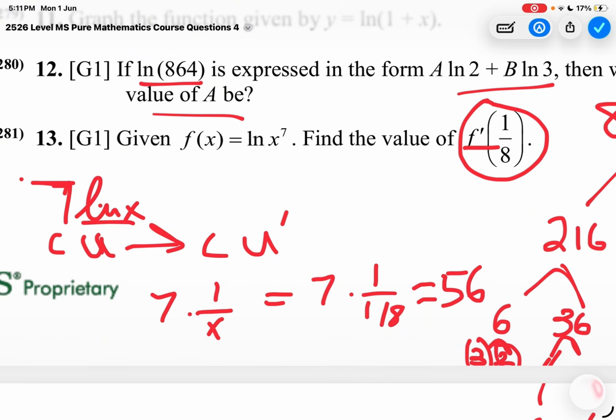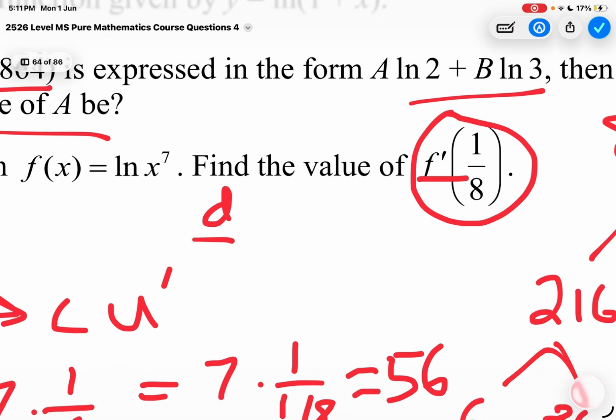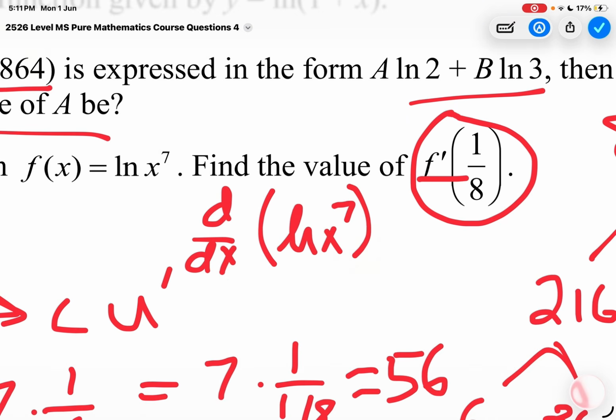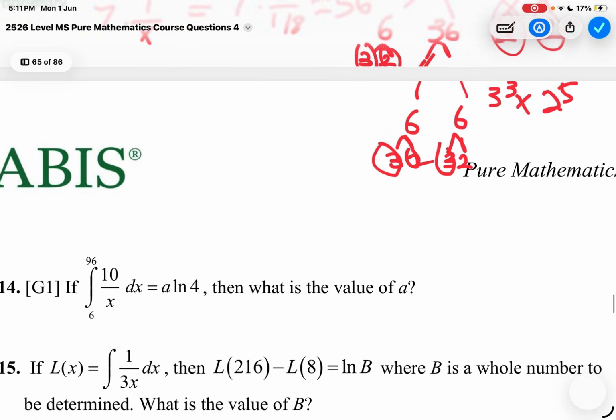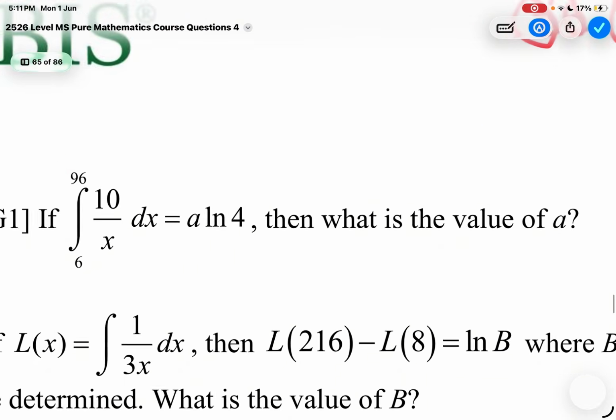Or to just use the calculator immediately, you can put d over dx, write your equation, which is ln of x to the power of 7, and then put x equal to 1 over 8. And that's it. Now for the final question, it's also the same thing as in the quiz.